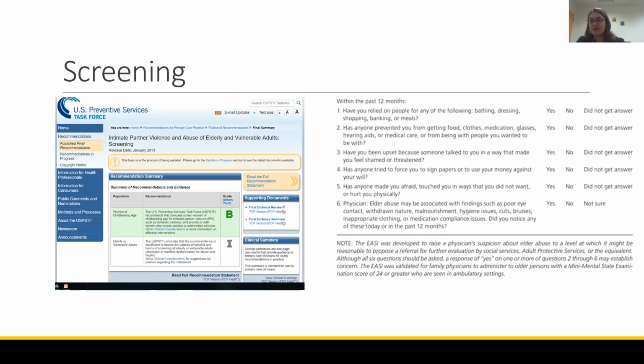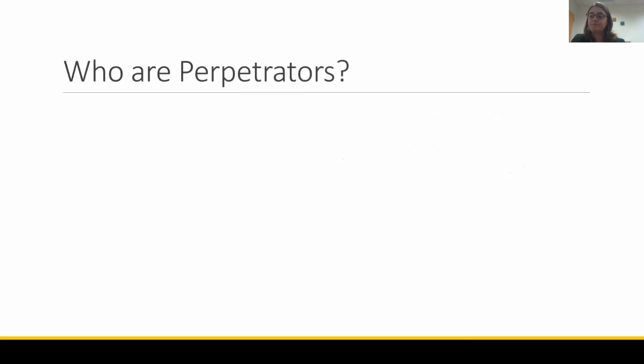On the right side of the screen is arguably the best screen that we have so far. It's the Elder Abuse Suspicion Index, and it's really for clinicians to gauge whether or not they should be concerned about abuse. I don't like using it as a screen. What I like using it for is the language helps me ask about abuse in a patient where I'm already concerned. So if you are already concerned that something's going wrong with your patient, I do like the language and the wording here, so feel free to use it for that.